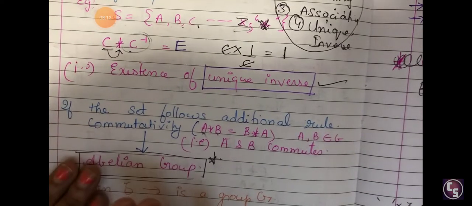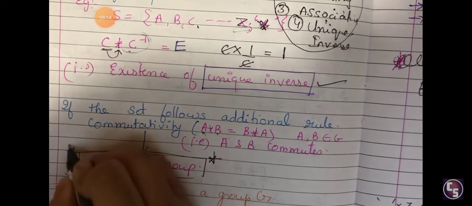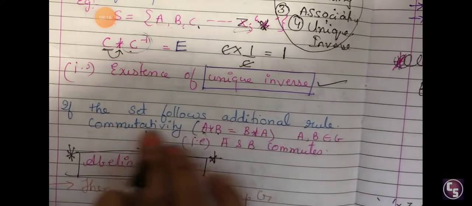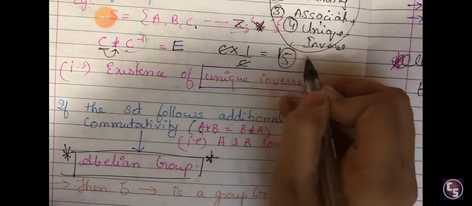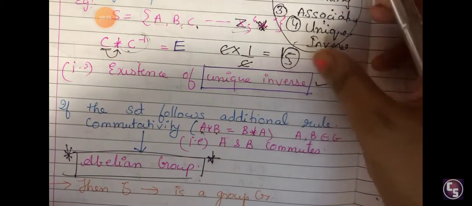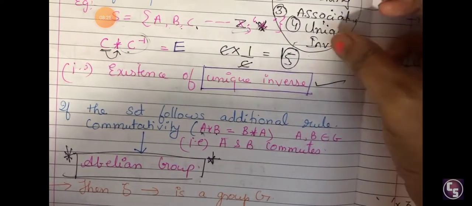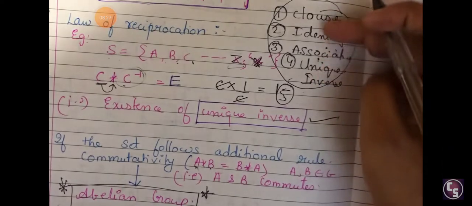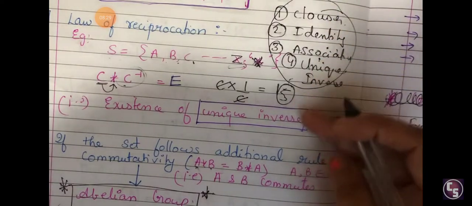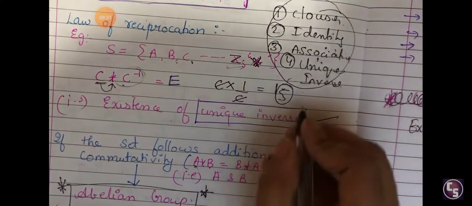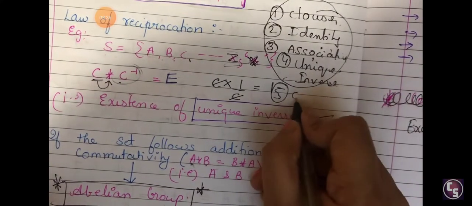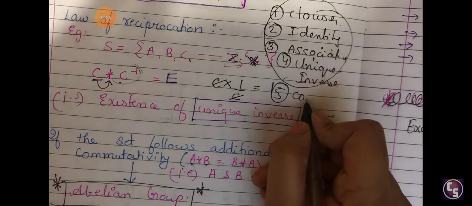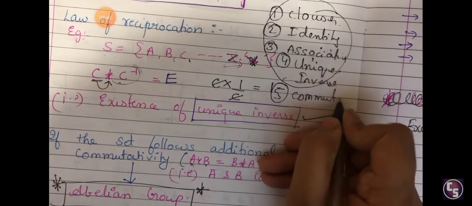Up till now, this is not required, but just have an explanation of this commutative. A and B is commutating. So there is one more law that is an additional. If a set is following these 4 laws, then we can say that it is a group. But if it follows that special type of law, that is commutative law, then we can call it an abelian group. For an abelian group, the set should follow the commutative rule.